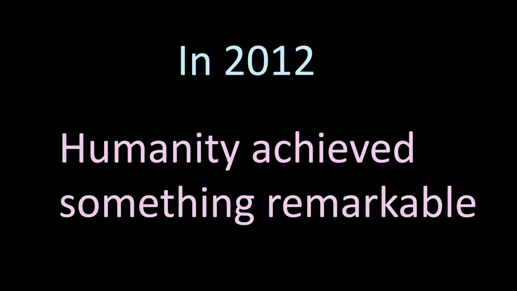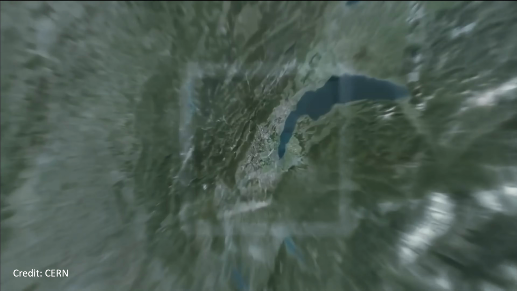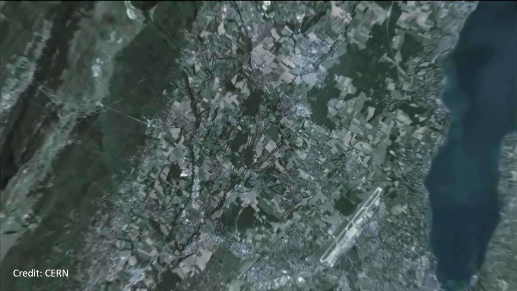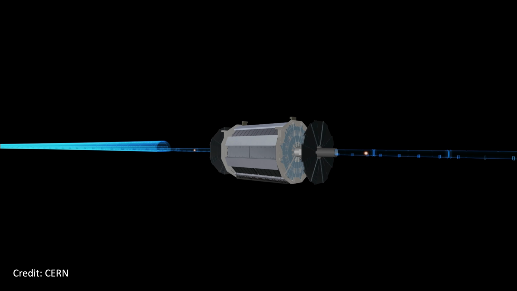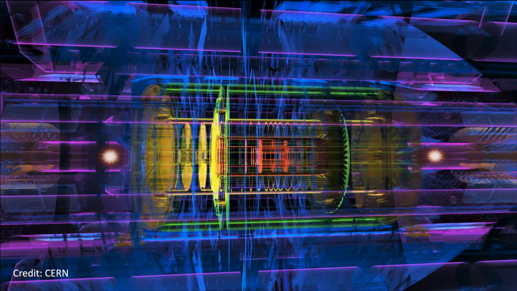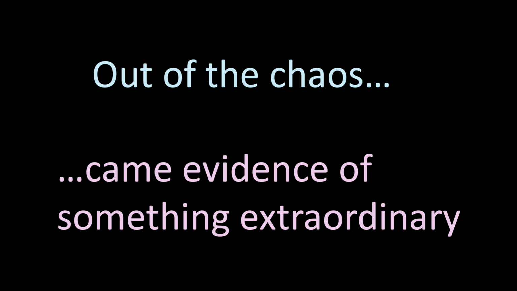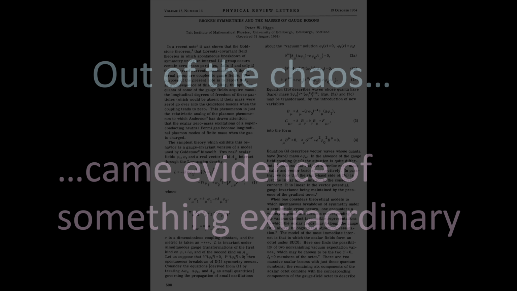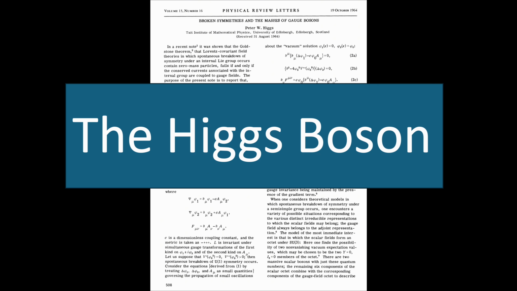In 2012, humanity achieved something remarkable, a discovery that shook the world of physics and captured global attention. Deep beneath the Franco-Swiss border near Geneva, the largest scientific machine ever built, a 27-kilometre ring buried underground, accelerated protons to unimaginable speeds before smashing them together. Out of the chaos came evidence of something extraordinary, a particle predicted half a century earlier, the Higgs boson.